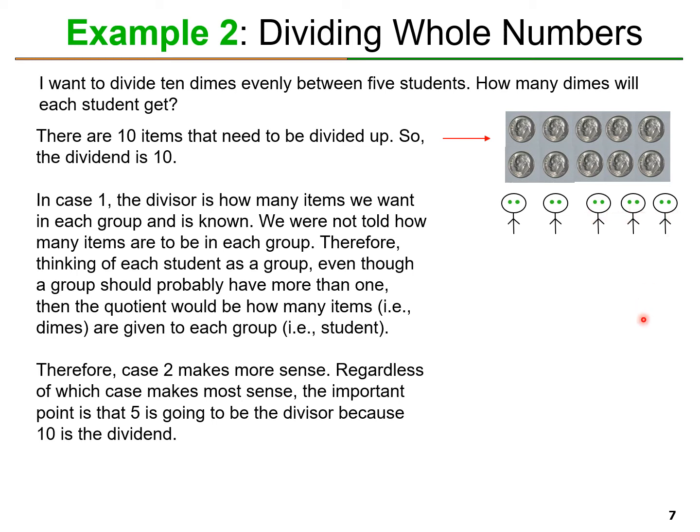In case 1, the divisor is how many items we want in each group and is known. We were not told how many items are to be in each group. Therefore, thinking of each student as a group again, even though we know a group should probably have more than one, then the quotient would be how many dimes are given to each group or student. Therefore, case 2 makes more sense again. Regardless of which case makes most sense, the important point is that 5 is going to be the divisor because 10 is the dividend.